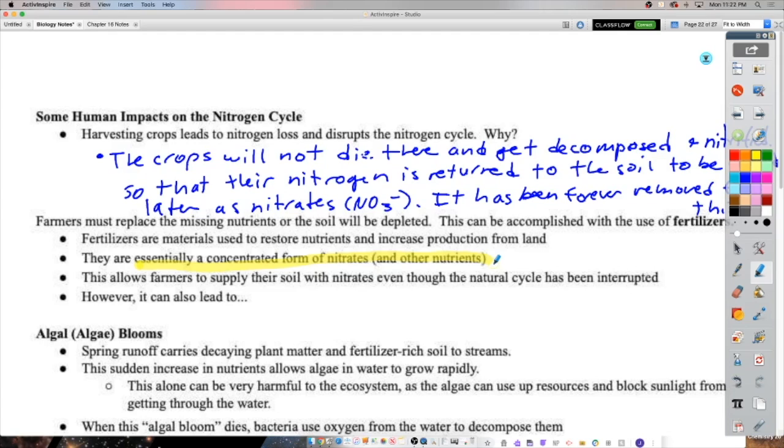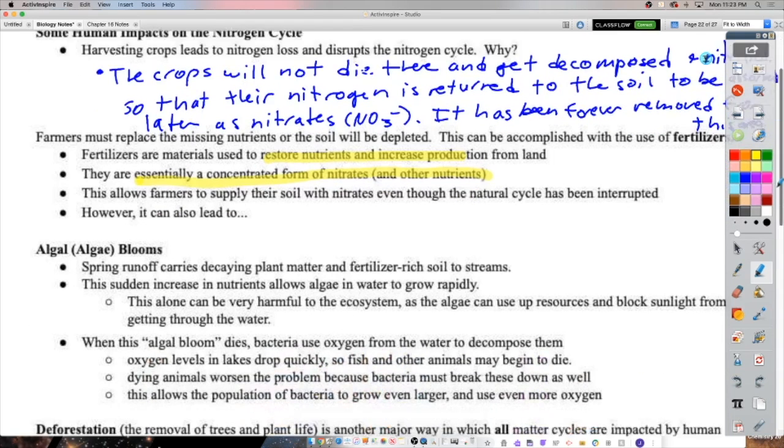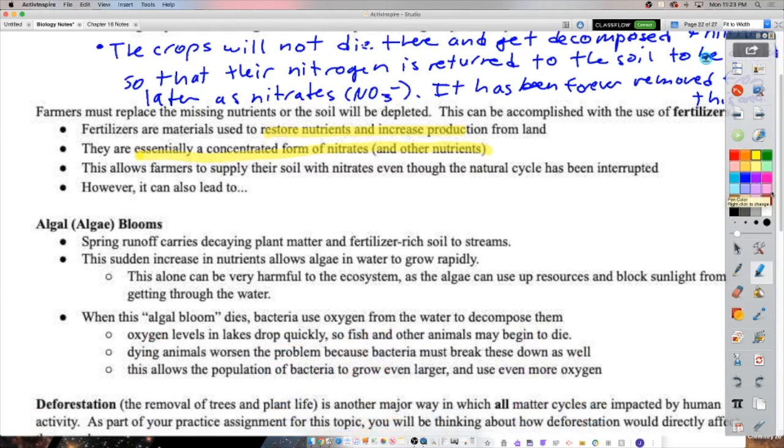Okay, and they're used to restore nutrients and increase production because you're going to remove that stuff that would naturally go back into the cycle to go sell it at market. Okay, so it allows farmers to supply their soil with nitrates even though the natural cycle has been interrupted. This is great. This is very good for farmers. It's good for you and me who also rely on the farmers, right?